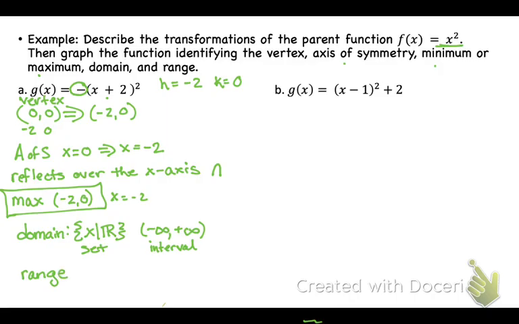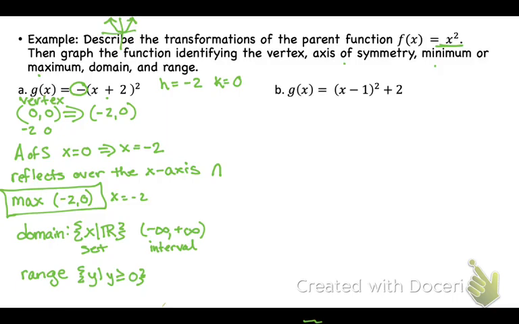Okay, what's the range of the parent function? Y is greater than or equal to 0. Okay, so if I didn't change my k, does it change? Because the only thing that's going to change the range is the k. And what was our k? 0. So does it change? No. So y such that y is greater than or equal to 0. Range and domain is going nowhere. So you better get it. If you're not getting it, you need to come in so we can get it.